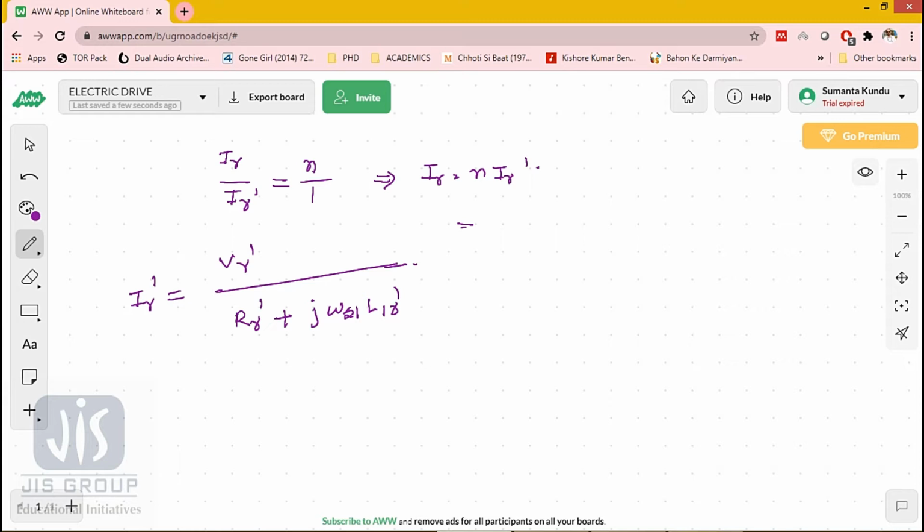Now if we put the value of VR dash, we know VR dash equals again N S Vm, we have discussed this. So N into N becomes N square S Vm divided by RR dash plus j omega SL L1R dash.